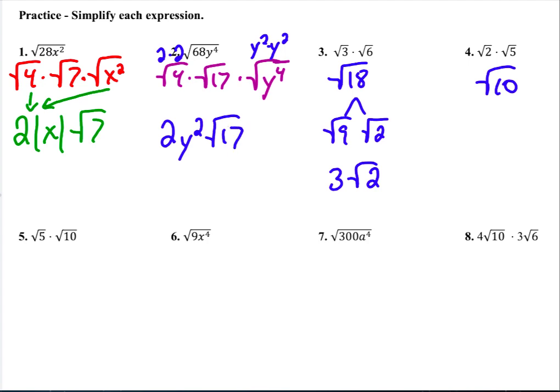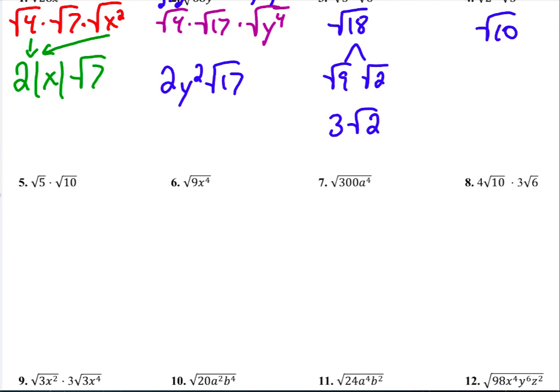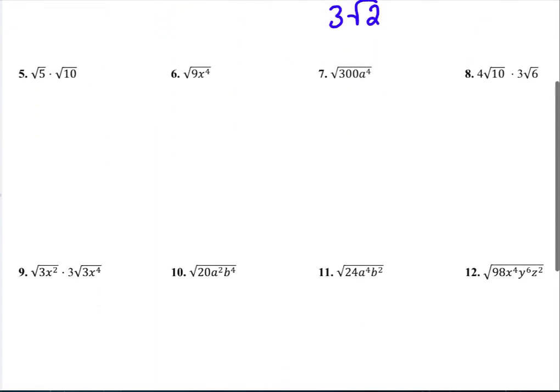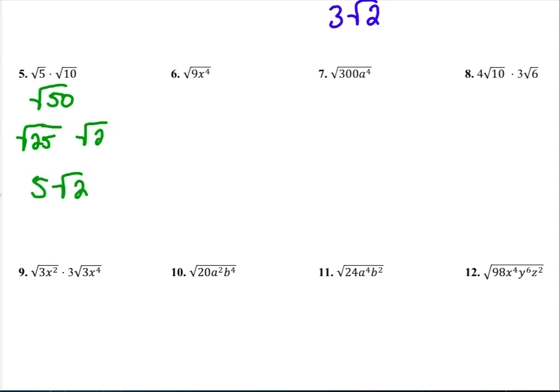All right, so let's do a couple more together real quick. And then there's some at the bottom that you can try for yourself. Okay. So here, 5 and 10 are not perfect squares, but I can put them back together to get the square root of 50. Then that can be broken into the square root of 25 and the square root of 2, which gives me 5 square roots of 2.